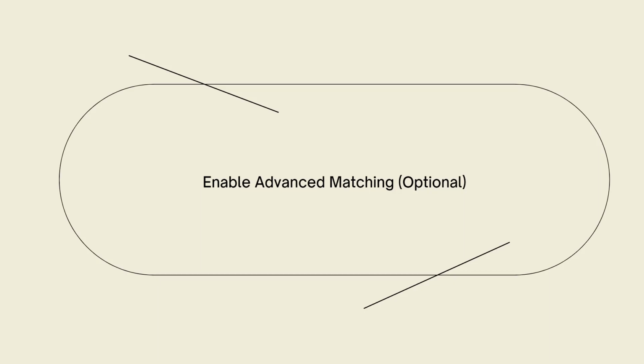Enable advanced matching. Advanced matching is a Facebook Pixel feature that enhances the accuracy of tracking by sending additional customer data, such as email addresses, phone numbers, or other user identifiers. To enable advanced matching, you need to modify the pixel code. Consult Facebook documentation on how to implement this feature and make the necessary changes to the pixel code on your WordPress site.